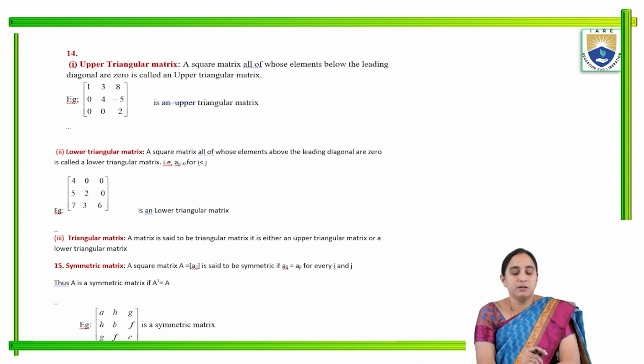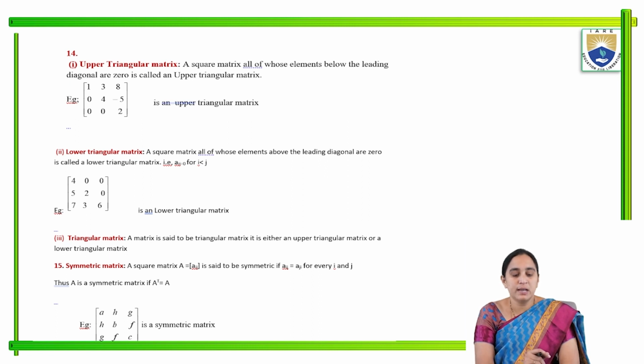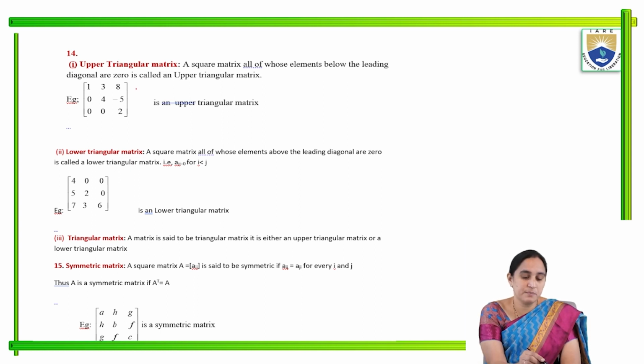Next, upper triangular matrix. Upper triangular means a square matrix all of whose elements below the leading diagonal are 0 is called an upper triangular matrix. Observe this upper triangular matrix, where the elements below the diagonal are equal to 0. Similarly, what about the lower triangular? Here the elements above the diagonal are 0, 0, 0. This is a lower triangular matrix. And a triangular matrix: a matrix is said to be triangular if it is either an upper triangular matrix or a lower triangular matrix.